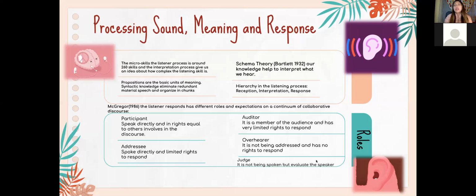And the last one, sorry, judge. The judge is not being spoken to, but evaluates the speaker. It could be a juror, which is a great example. So, to continue, we're going to check that.